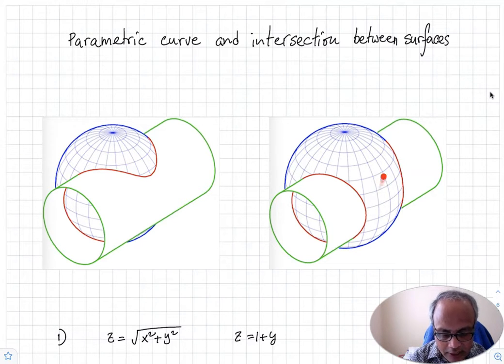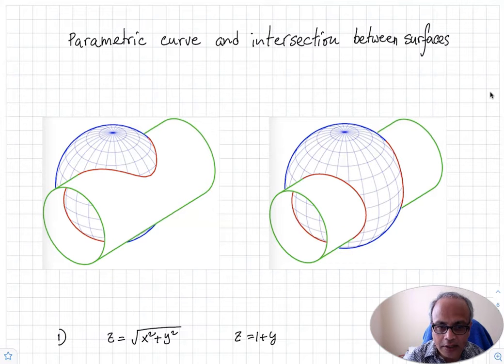In the picture on the right, you can see that the cylinder passes through the sphere. So now I have two curves. Here on this side, I have the red curve that is common to the cylinder and the sphere. On the other side, I have a similar red curve. So it depends on how you intersect two surfaces. Whenever two surfaces intersect, they definitely meet on a curve.